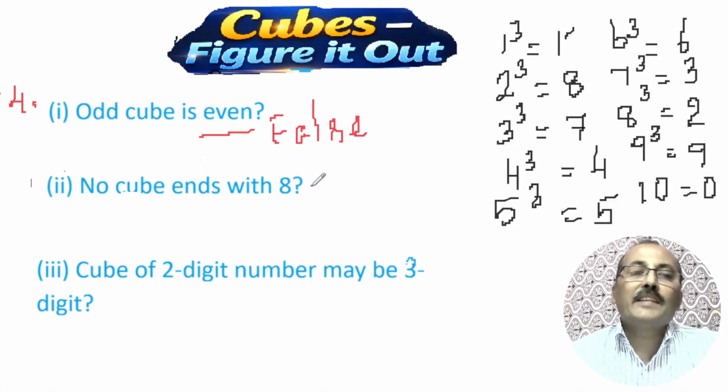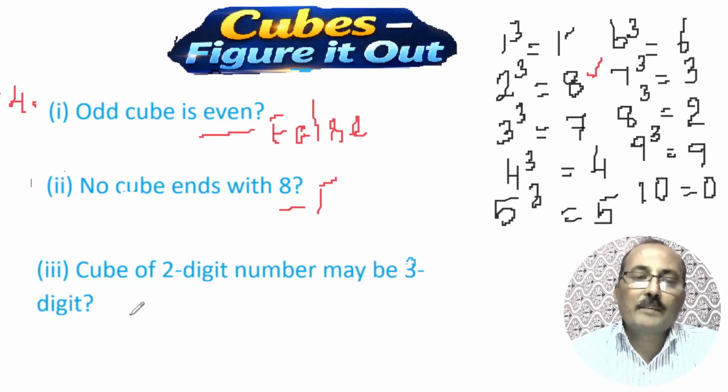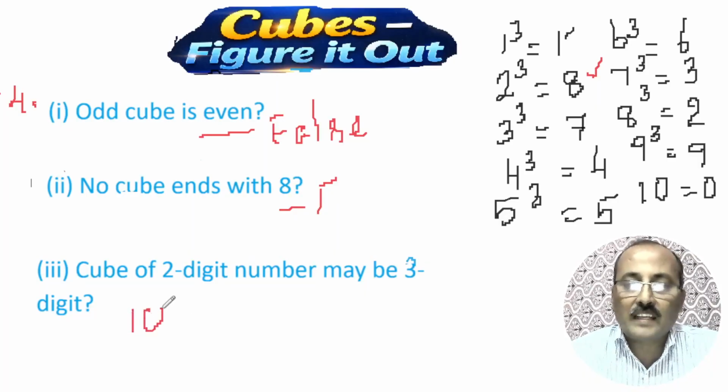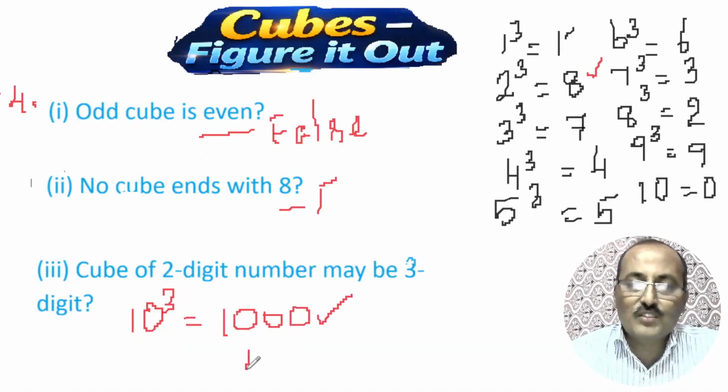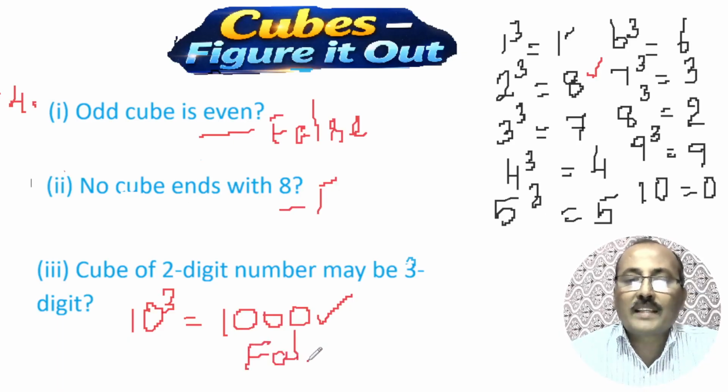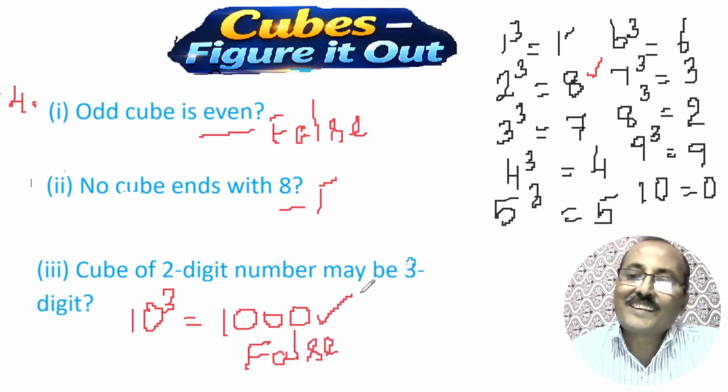No cube ends with 8. No cube ends with 8. First itself it is there. What is that? 2 cube, 12 cube, 22 cube, all. So this is also false. Then, cube of a 2-digit number may be 3 digits. The smallest 2-digit number is 10, that is nothing but 10 cube equal to 1000. What is that 1000? It is a 4-digit number. So no, it is not true. This is also false. Hence, it is false.